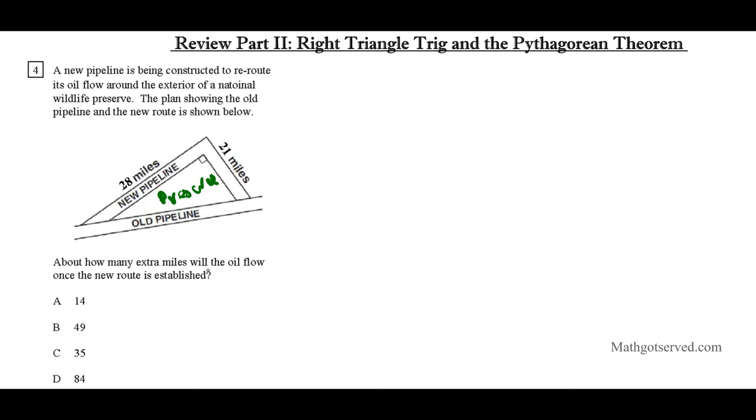Okay. So in order to determine how much longer the new pipeline is, we need to figure out the length of the old pipeline. Okay, so we know that the new pipeline is 28 plus 21 miles long. You go starting from here, 21 plus 28. So the oil is going to flow 49 miles.